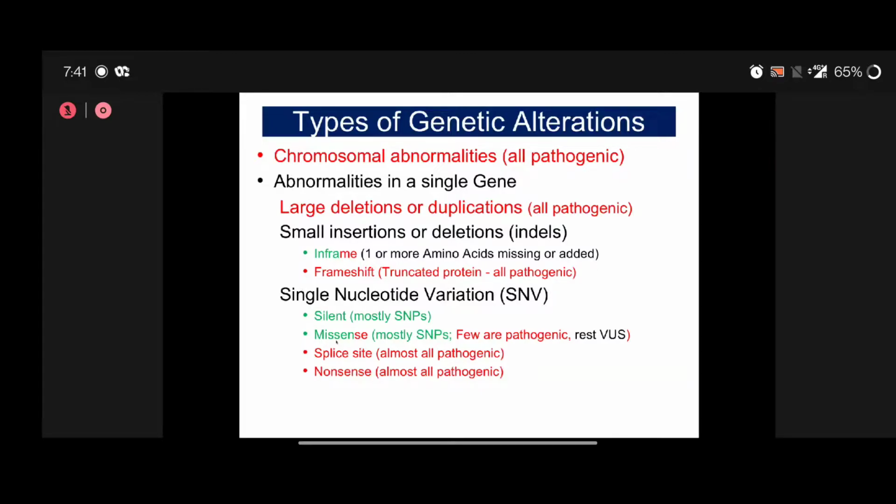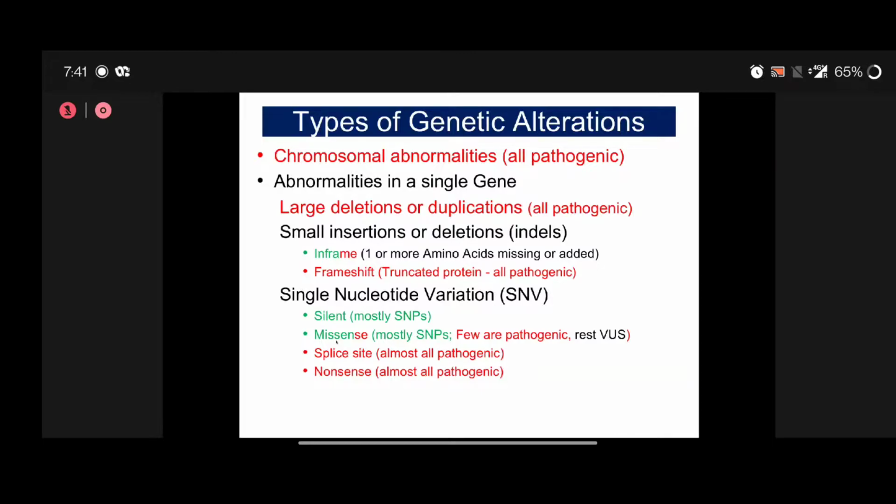But sometimes some of the missense variations alter a very important critical part of the protein, so it will affect the protein folding or the shape or something else, and if they're in the DNA binding domain, they could become pathogenic or disease causing. And the rest of the missense variants, if we cannot classify them either as benign or likely benign SNPs or pathogenic, we call them variants of uncertain significance.